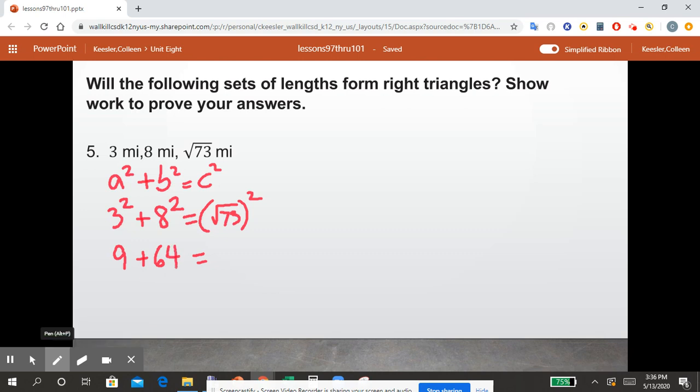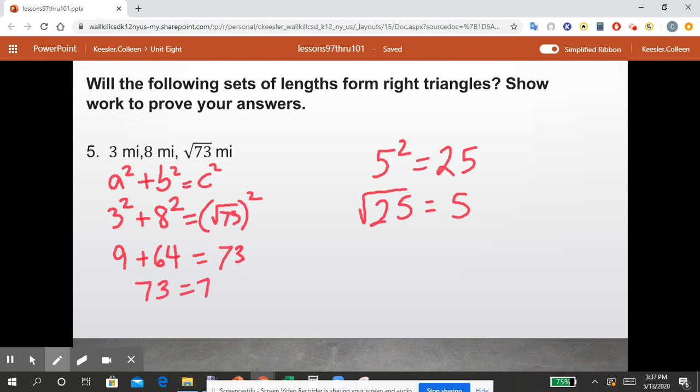So now we need to do the square root of 73 all squared. Well, we know that square roots and squares are opposites. For example, if I do 5 squared, I get 25. But if I do the square root of 25, I get 5. So by squaring a square root, they just cancel each other out. So we get 73. And we know that 9 plus 64 is also 73. So we have now proven that this is a right triangle.